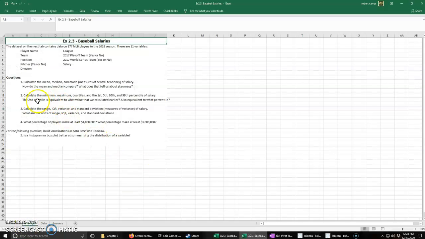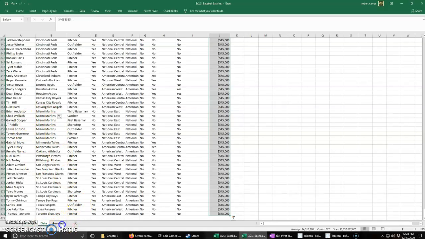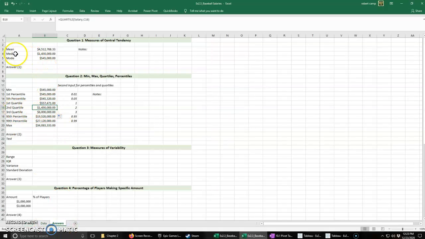go back to the prompt here, what did it actually say? The second quartile is equivalent to what value we calculated? Well, the second quartile is equivalent to the median, which is what it should be, since the second quartile is 50%.